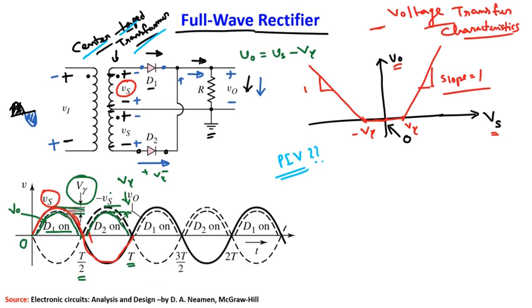So this is the Vs signal, and suppose the maximum value of this Vs signal is Vm. Similarly, this is also Vm, but it is minus Vm. So the maximum value of this input sinusoidal is Vm. Then what will be the PIV? Please try to find it out. When one diode is in reverse bias, what is the voltage dropping across that diode?